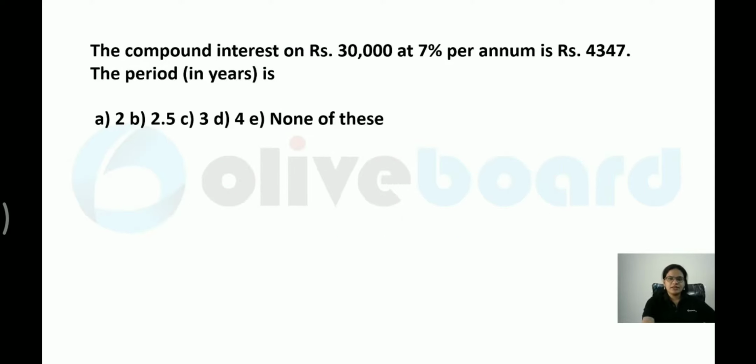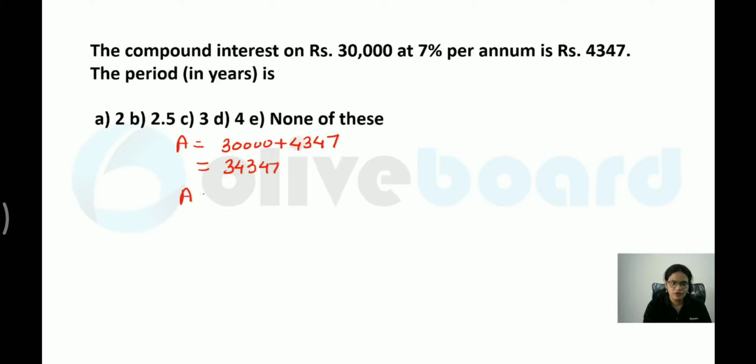So the first question is there on your screen. You can pause this and try to figure out the answer. So compound interest on 30,000 at 7% per annum, they have given you the value. The time period is, okay. So if I'm doing it by the basic method, what would be the amount? The amount value would be 30,000 plus 4347. You can calculate the total value, that is 34,347.